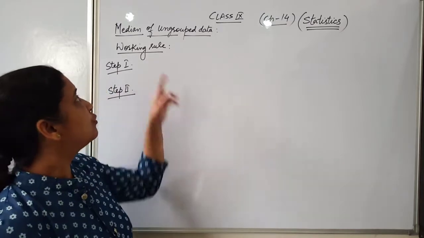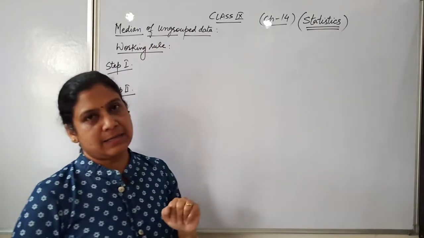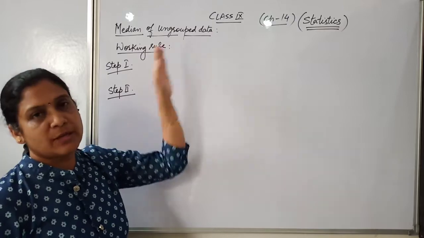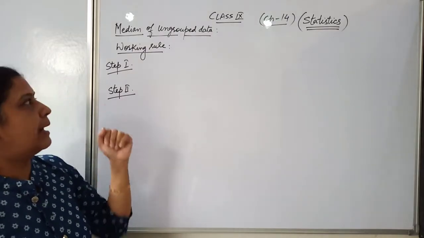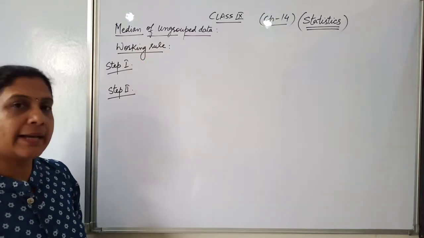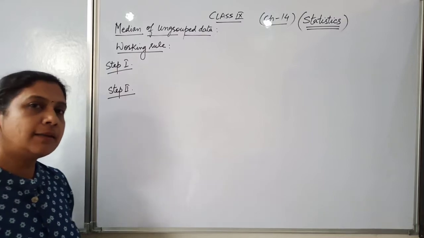Today we are going to do median of ungrouped data in the chapter of statistics. Ungrouped data means you can say raw data. So how we will be doing the questions of median? I am going to tell you the working rule stepwise. Supposing you have been given raw data in the question.